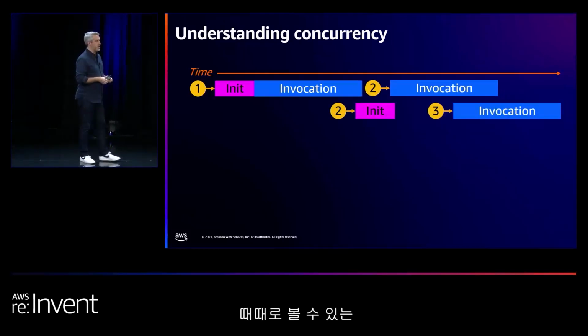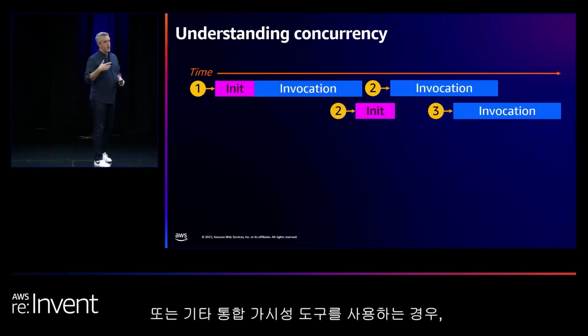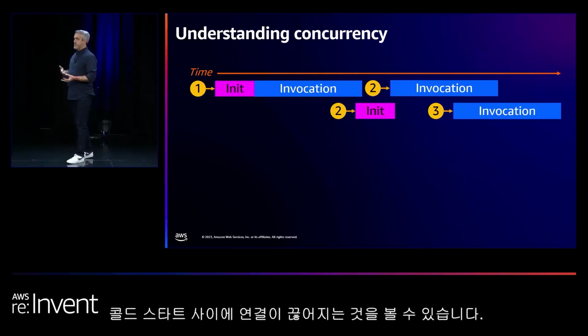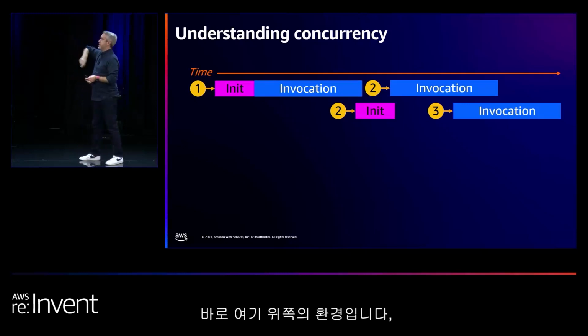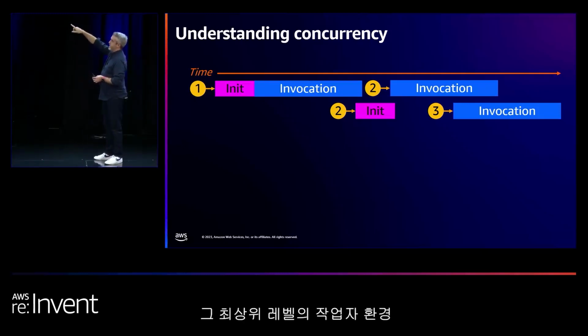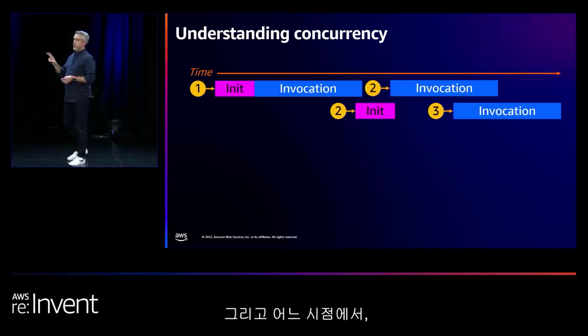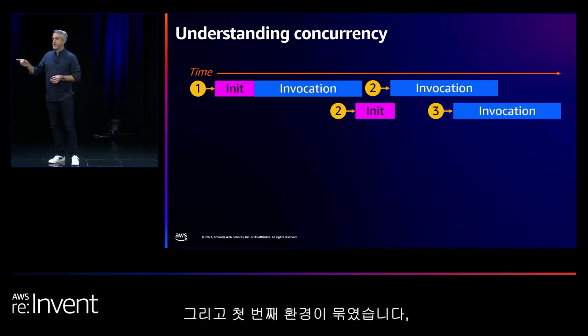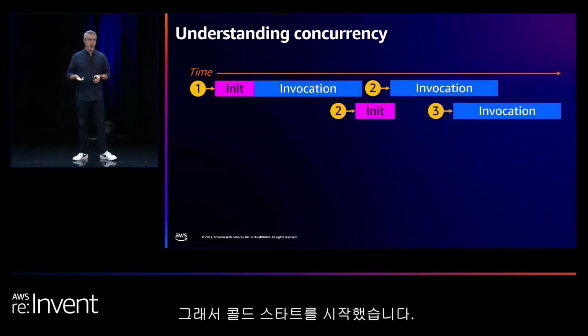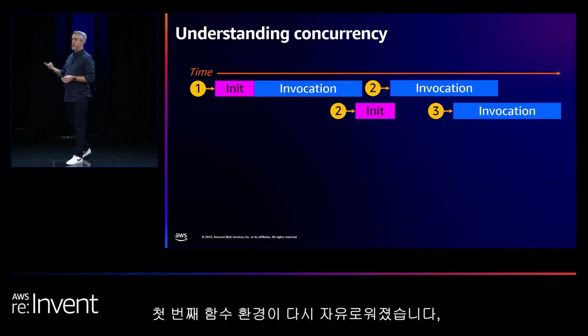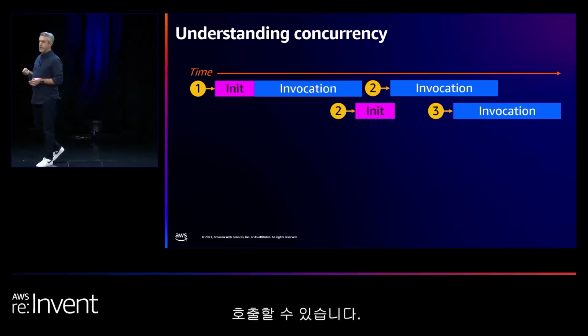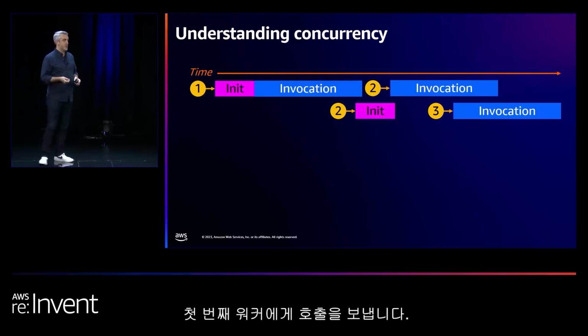Now, one thing that you might see from time to time if you're using tools like X-ray or other observability tools is a disconnect between a cold start and a function invocation inside of an environment. One thing that could happen is we see up top here that the worker environment on that top level for the first function came in, did its init, did its invocation, and then at some point, I got a second invocation that came in. The first environment was tied up, and so we started to do a cold start for a new worker environment. However, before that init finished, the first function environment became free again, and it said, I'm available for an invoke, and so behind the scenes, we sent the invoke to that first worker.